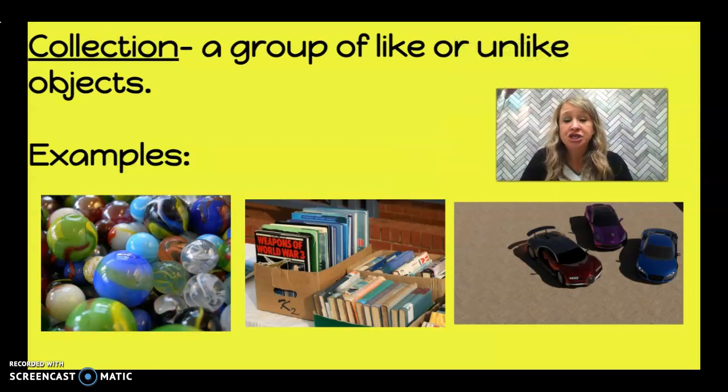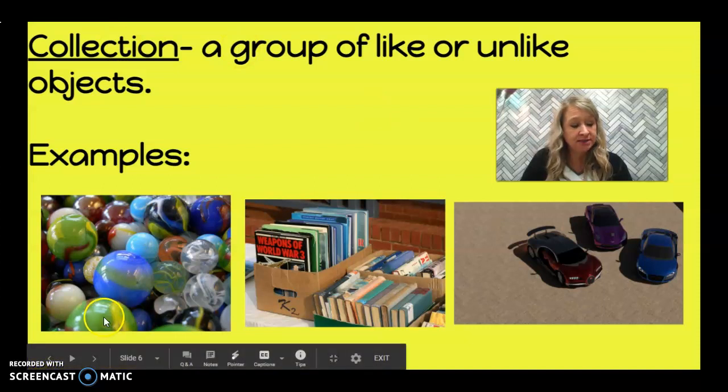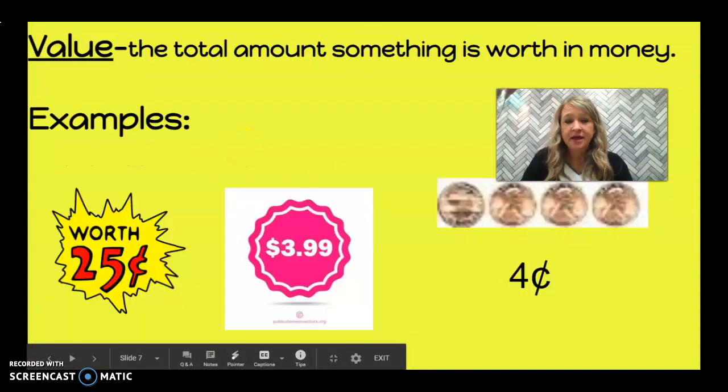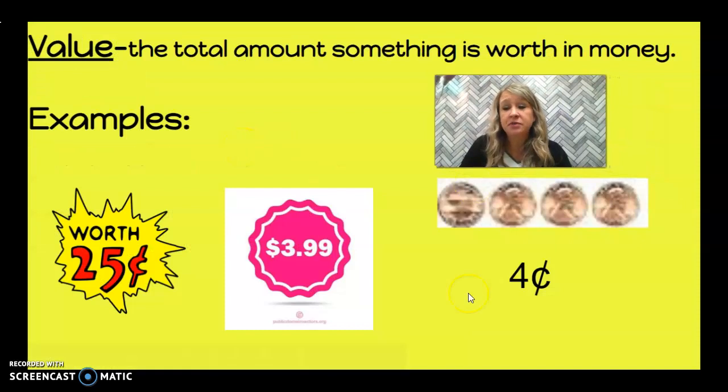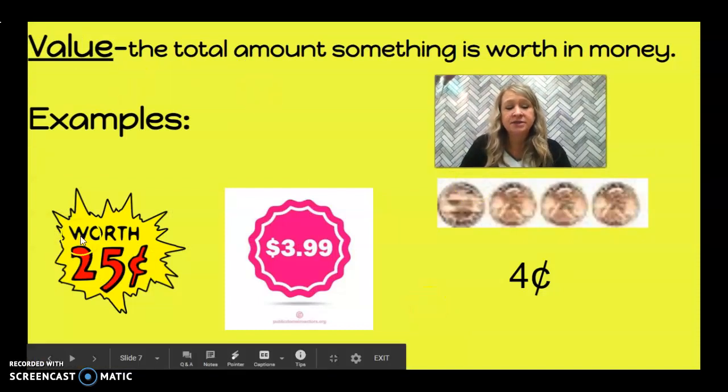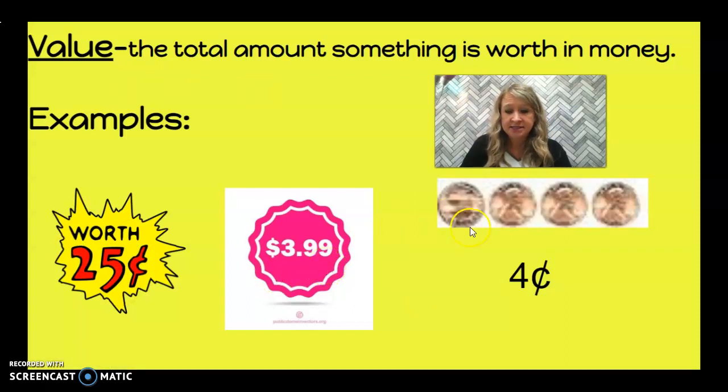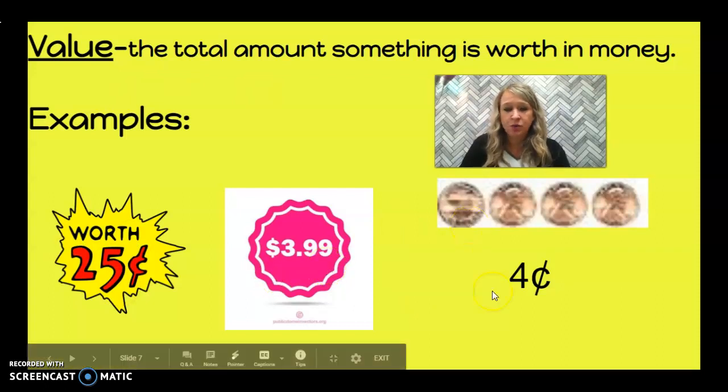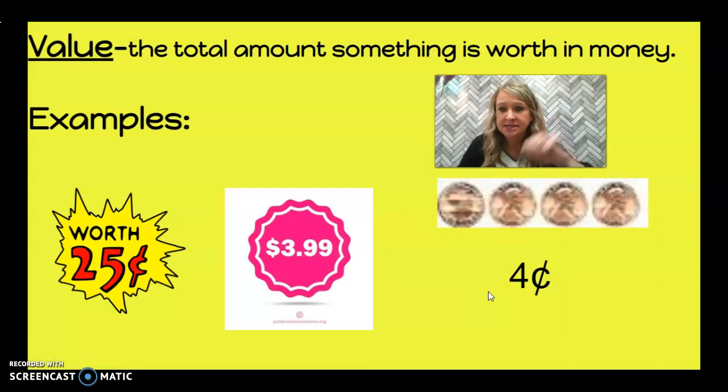Remember that a collection is a group of like or unlike objects. These examples are marbles, books, and a collection of cars. Value is the total amount something is worth in money. For example, something is worth 25 cents, $3.99, or if you have 4 pennies, that's worth 4 cents.